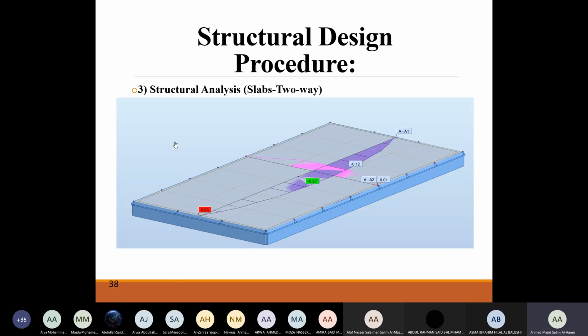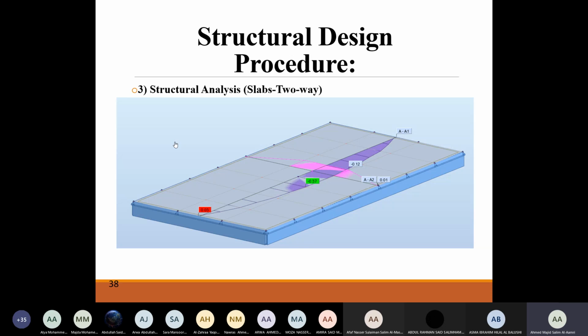Two-way slab. From the name, a two-way slab has two major moments. No, it's not. For the slab, it's not related. That's related to load distribution for the beams. But when it comes to a one-way slab, the bending moment of the slab is not really related to the support, the beam.